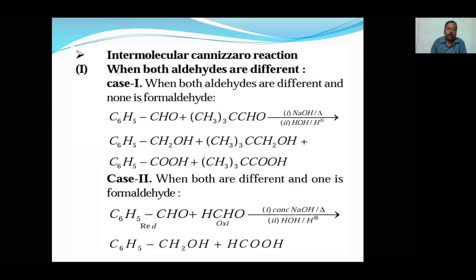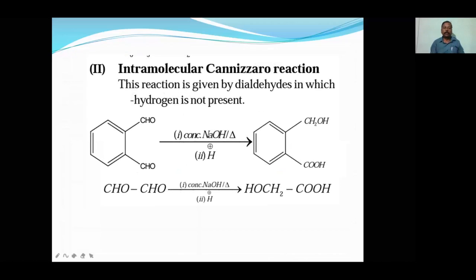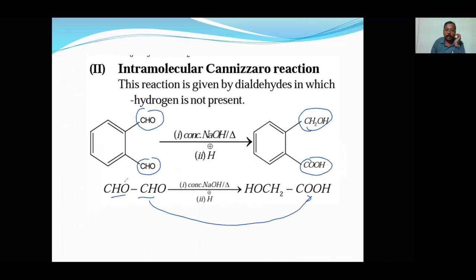Okay, this is the intermolecular one. Then intramolecular is within one molecule. If you go to the exam without studying this, you are doing a problem. See, one part is reduced to alcohol, another part is oxidized to carboxylic acid. Here two groups are there, so this is oxidized to carboxylic acid and this is reduced to alcohol. Within the molecule, if two aldehydes are there, then the intramolecular Cannizzaro reaction is possible.